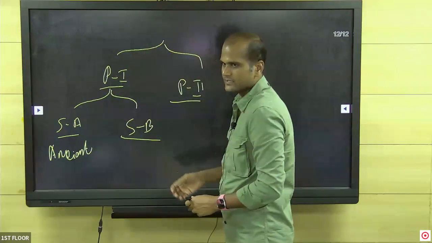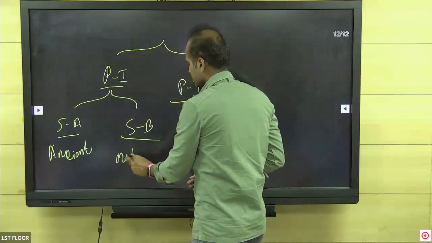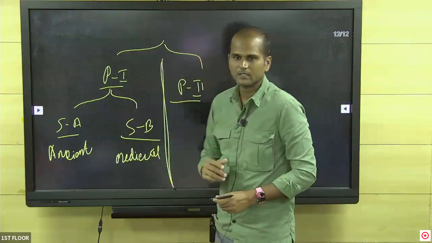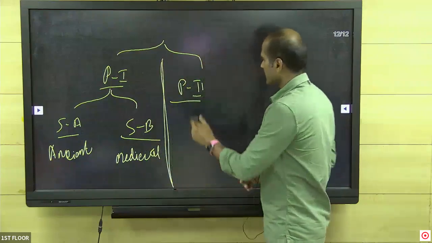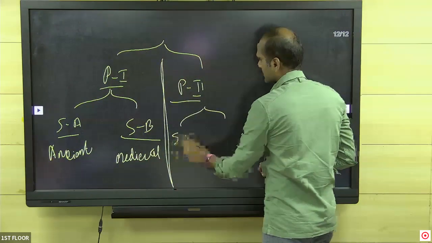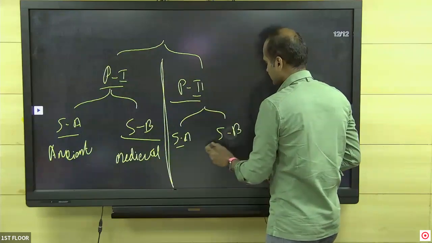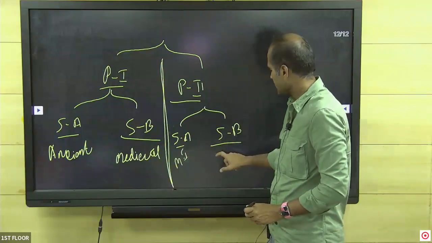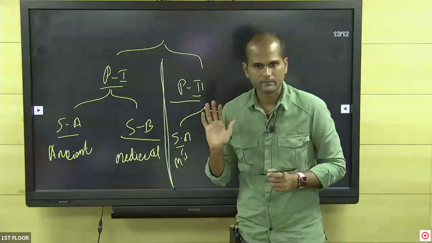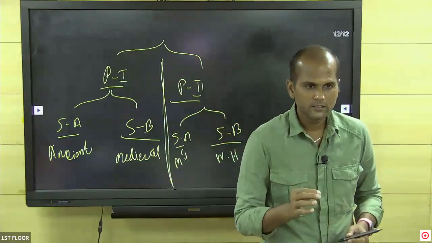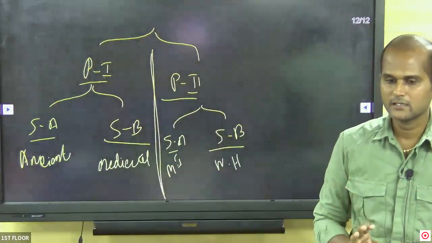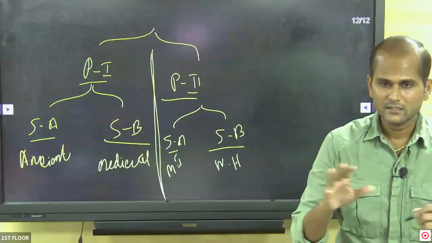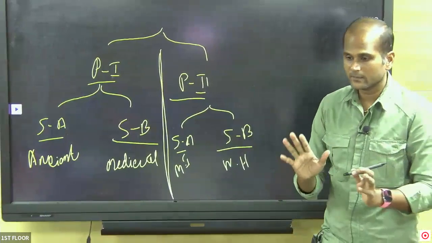Better to write this down: ancient. Section B is medieval. And paper 2, afternoon session, again has section A and section B. Section A is modern history and section B is world history. So questions shall be asked only in this manner. They can't ask world history anywhere else. They can't ask ancient history anywhere else. So they will ask questions in a particular manner alone.